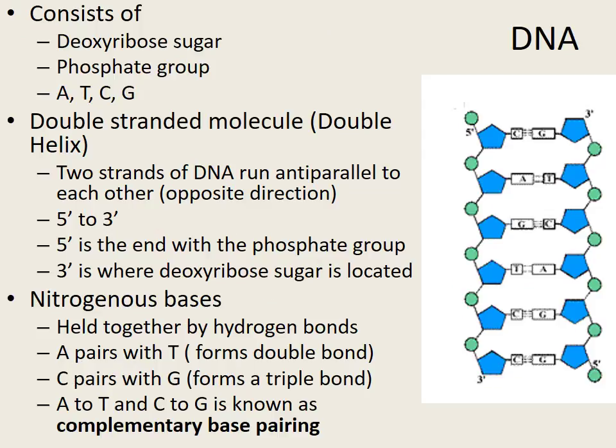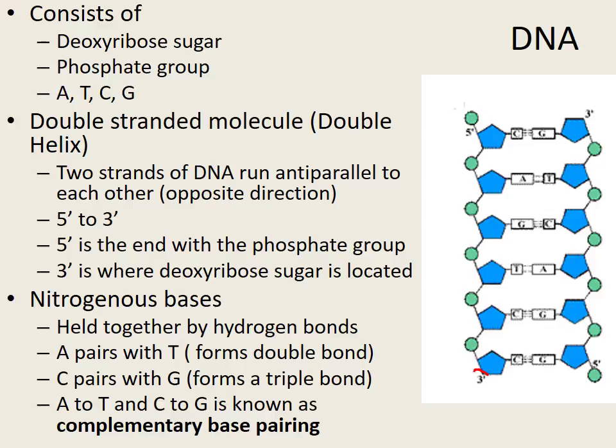What I want you to take a look at here is all about DNA. It's a deoxyribose sugar. What does that mean? That means that it's missing an oxygen on the sugar molecule. It has a phosphate group, and DNA consists of either A, T, C, or G. It's a double-stranded molecule, a double helix, and the DNA runs anti-parallel to each other.